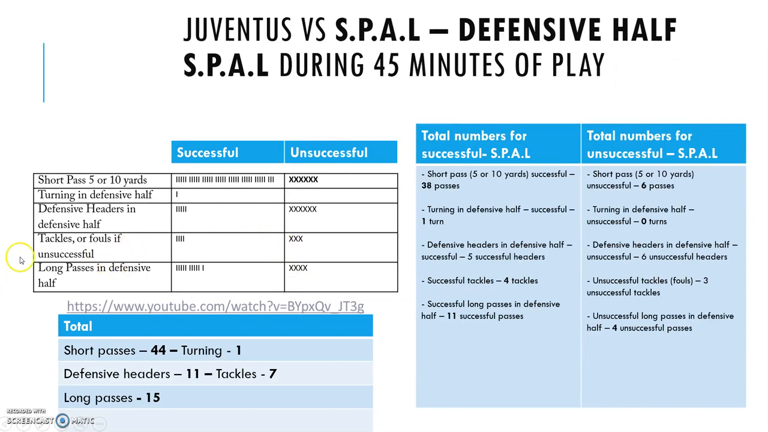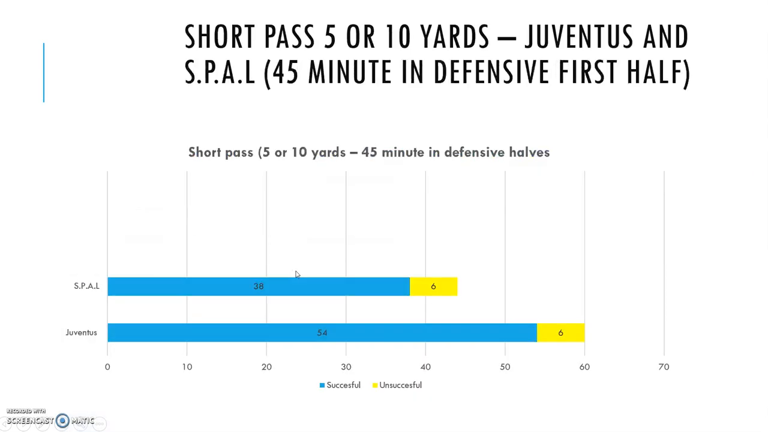And then long passes, they made 11 compared to Juventus' 16, which, for me, is quite good considering the quality of the players that this team has compared to Juventus' quality of players as well. And then 4 unsuccessful long passes in the defensive half.